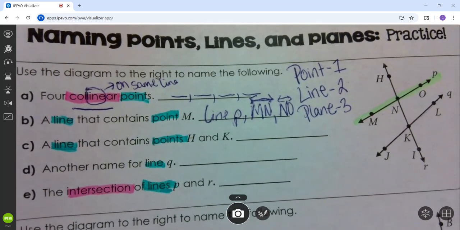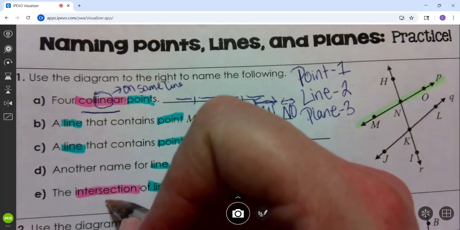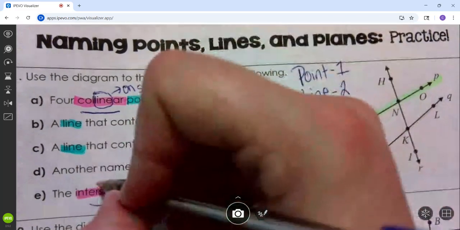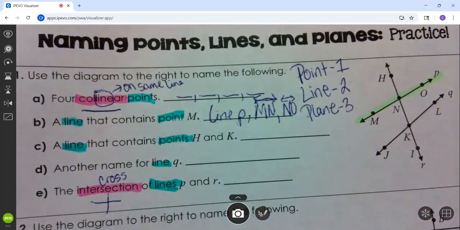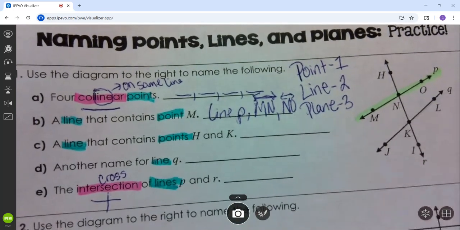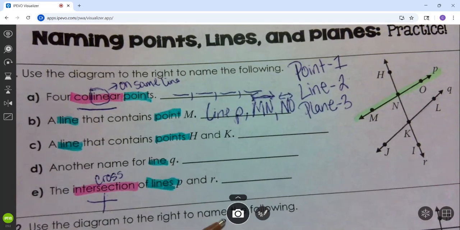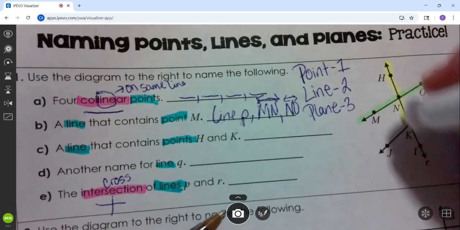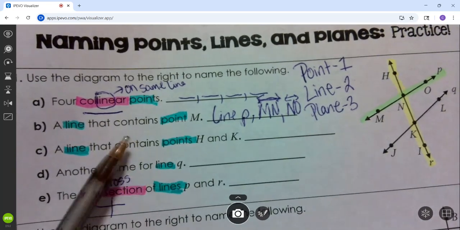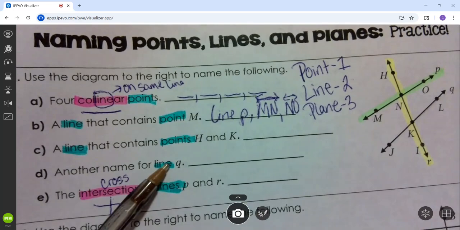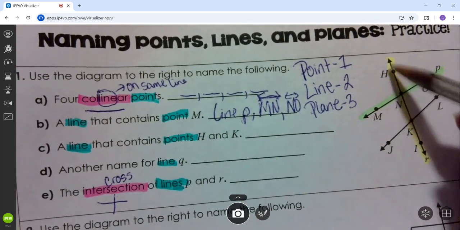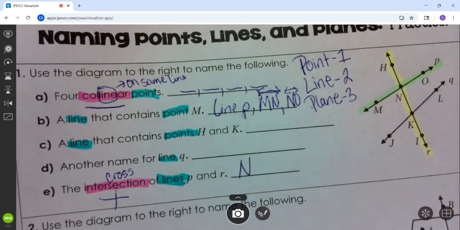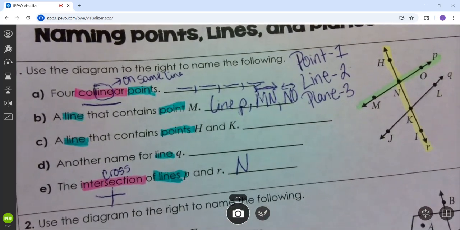Okay, intersecting lines. I'm going to scoot down here to E. Intersecting, just like an intersection of a highway, you know, where you might have stop signs. It's where they cross. That's what intersect means. So if I look over here, the intersection of line P with line R. What's labeled right there where they intersect each other? It's a point, right? So line P and line R, the intersection of a line is always a point. And remember, points get one capital letter.